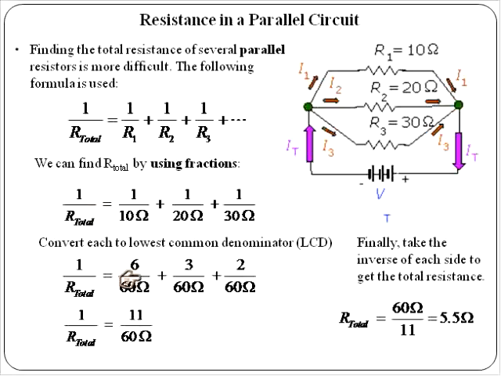So I get 6 over 60, that's the same as 1 over 10. 3 over 60, same as 1 over 20. 2 over 60, the same as 1 over 30. Add them together, you get 11 over 60, but remember that's 1 over the total. So the total would be the reciprocal, which is 60 over 11, or 5.5.